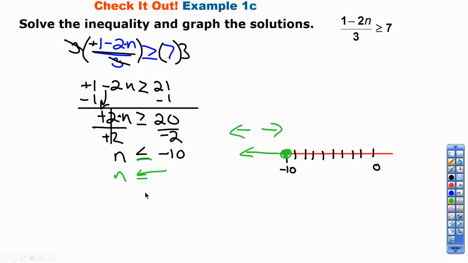If n was on the right-hand side and we had negative 10 is greater than or equal to n, we could not have the arrow point the same direction because, let me ask you, is negative 8 less than negative 10? No, it would not be, so we could not point to the right. So there we go. All right, our graph should look like that.